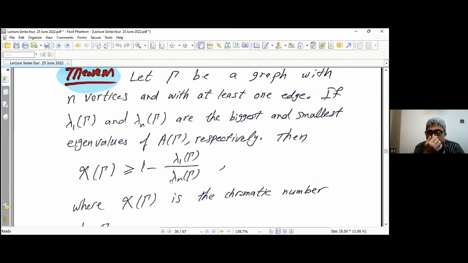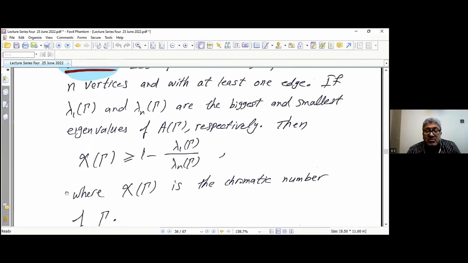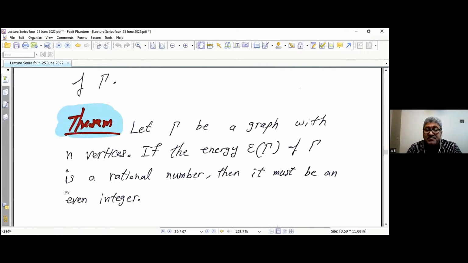eigenvalues of the adjacency matrix is 0, lambda 1 must be positive and lambda n is negative. If all eigenvalues were positive, the sum of them would not be 0, and similarly if they were all negative. So we should have some positive and some negative eigenvalues. So lambda 1 is positive and lambda n is negative. It means that 1 minus lambda 1 over lambda n is a positive number.